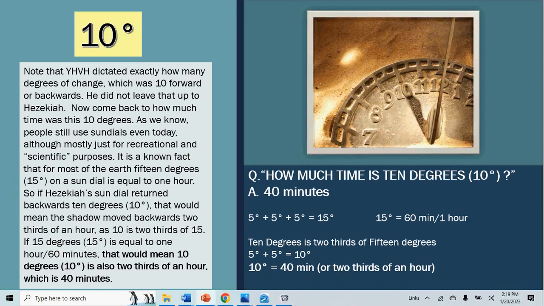So over here on the right is the math. The question: how much time is 10 degrees? Well, the answer is 40 minutes. So we have 5 degrees plus 5 degrees plus 5 is 15, and that equals 15 degrees, and there are 60 minutes in 1 hour. So 10 degrees is 2/3 of 15 degrees. That would be 5 plus 5 equals 10. So 10 degrees equals 40 minutes, or 2/3 of an hour.